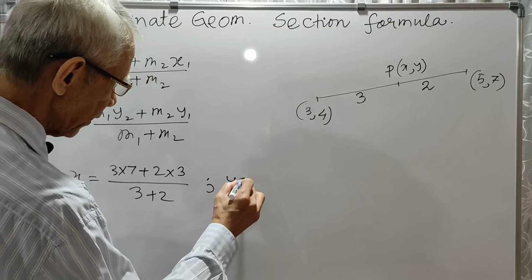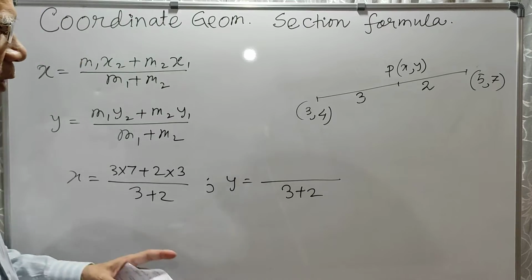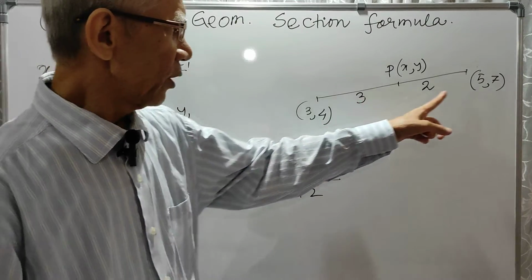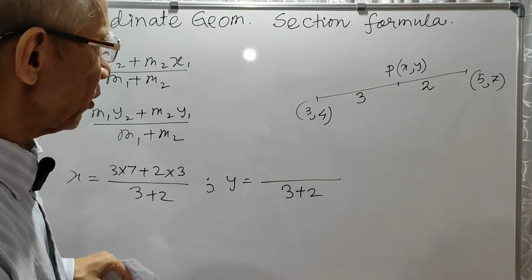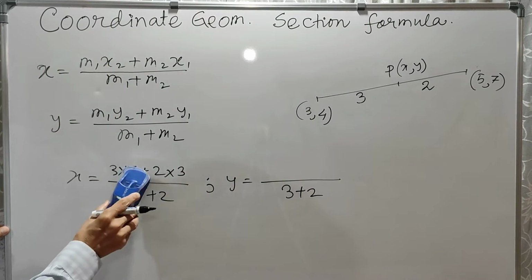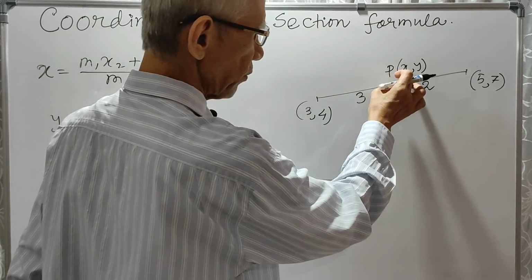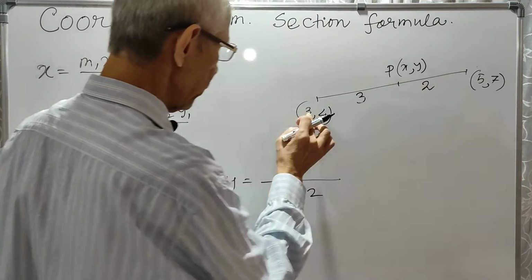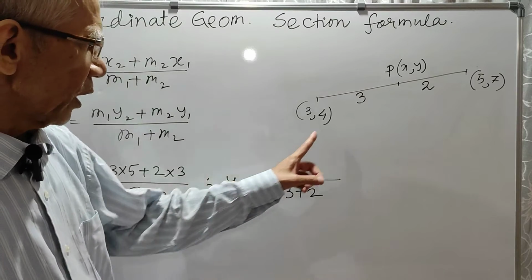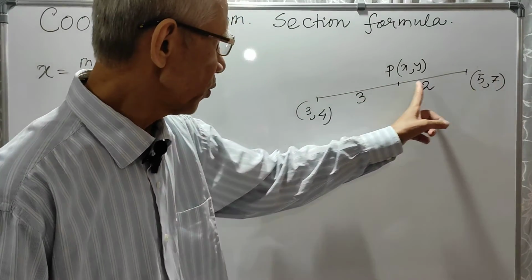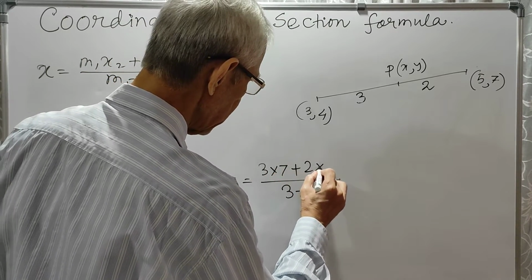And what is the value of y? Again 3 plus 2 denominator and numerator 3 into, 1 minute, sorry. This is 3 into 5, 2 into 3. 3 into 5, not 7, because we are finding x coordinate. 3 into 5 plus 2 into 3. Okay. Now for y coordinate, 3 into 7 plus 2 into 4.